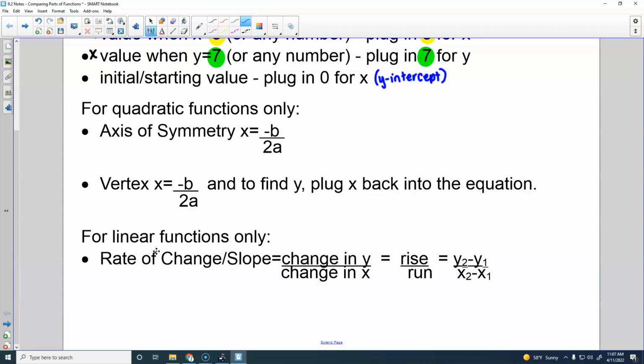Right, for linear functions, one we may have forgotten is our rate of change or our slope. There are several different ways we talked about slope: change in y over change in x, rise over run. The formula we use sometimes is y2 minus y1 over x2 minus x1. So let's copy that down as well. And while you're copying that, I'm going to give you the problem.